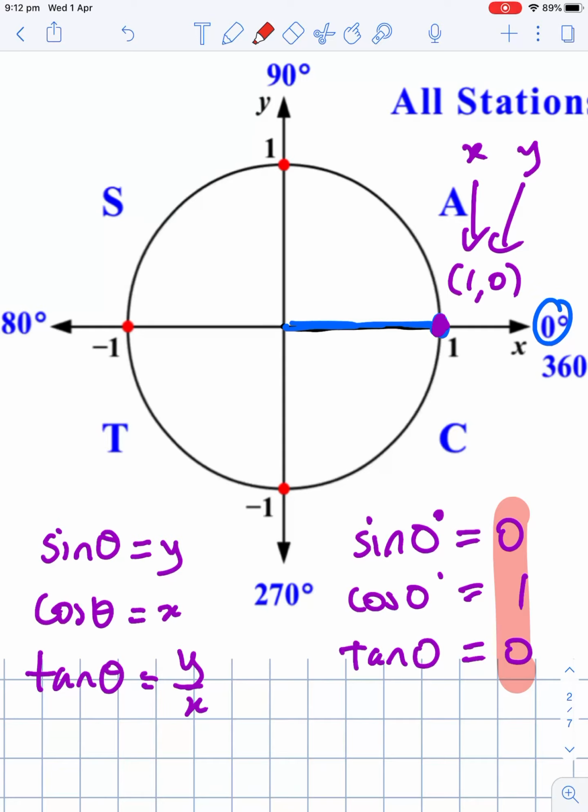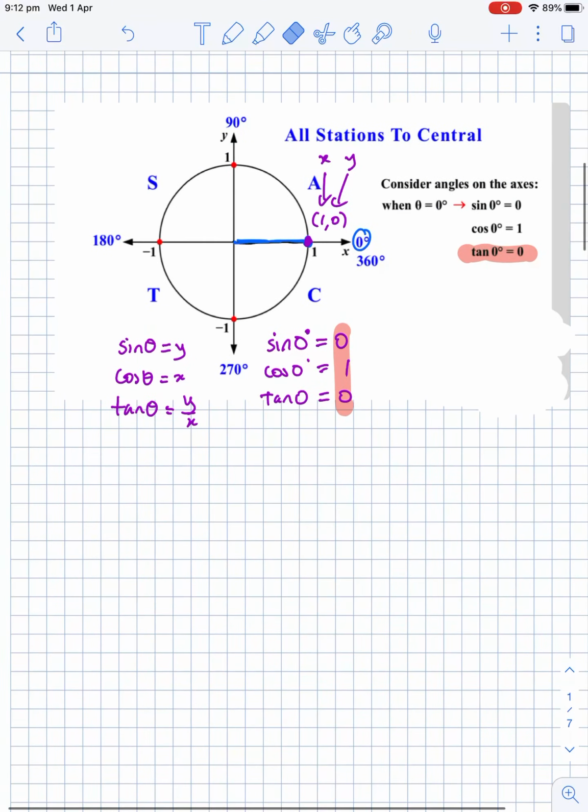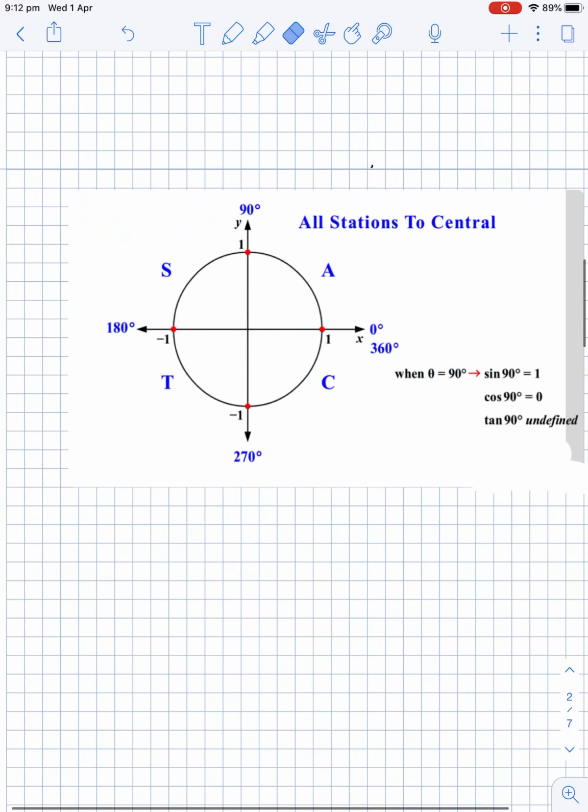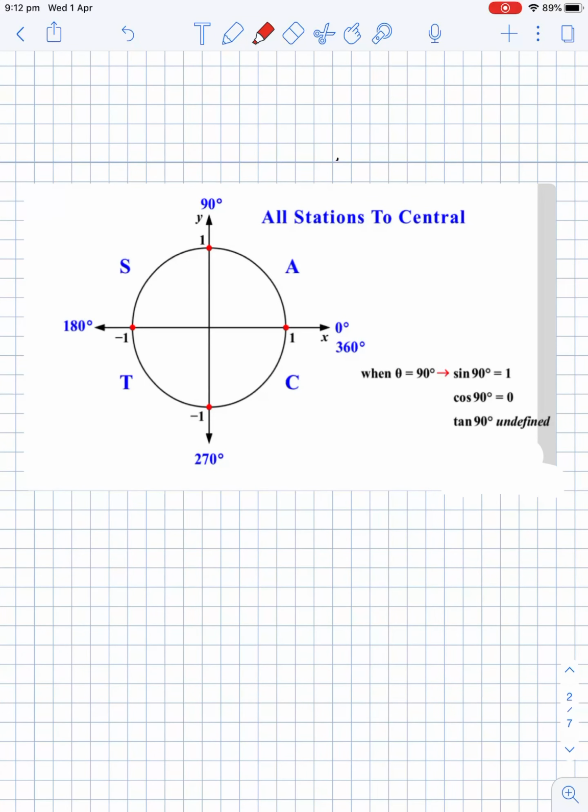Similar sort of thing for 90 degrees and 180. Let's do 90 degrees. So here is our 90 degree angle up here. This is the point we're dealing with. This point here is the point, it's 0, 1. That is our x and that is our y for this point when we've got a 90 degree angle.